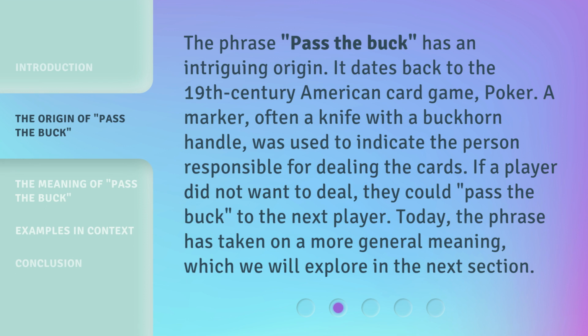The phrase, pass the buck, has an intriguing origin. It dates back to the 19th century American card game, poker. A marker, often a knife with a buckhorn handle, was used to indicate the person responsible for dealing the cards. If a player did not want to deal, they could pass the buck to the next player. Today, the phrase has taken on a more general meaning, which we will explore in the next section.